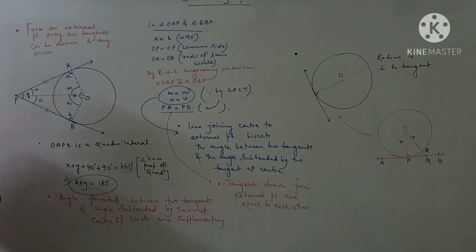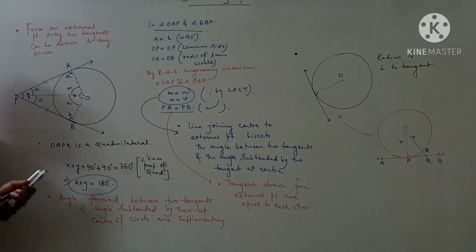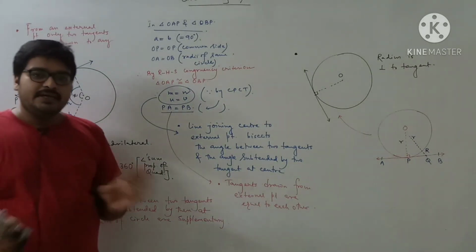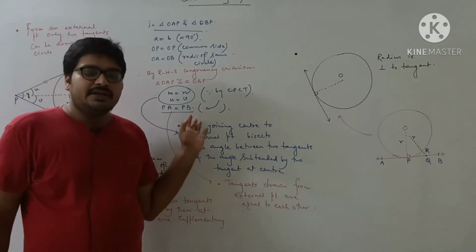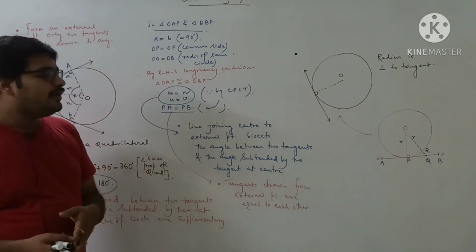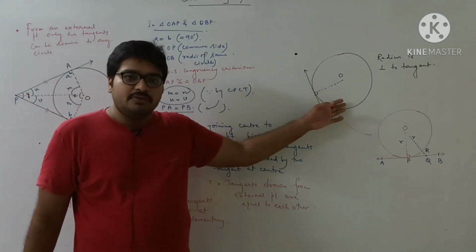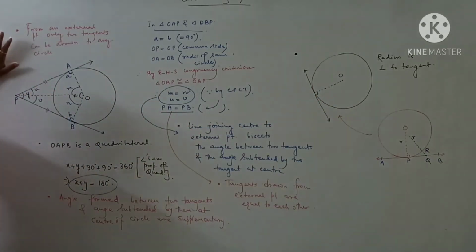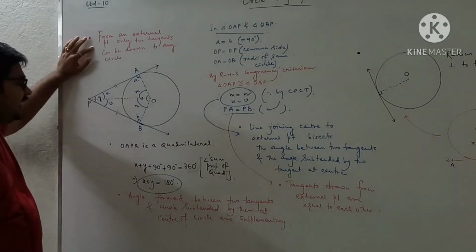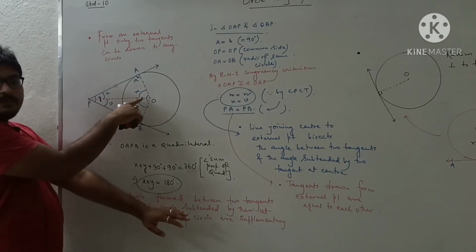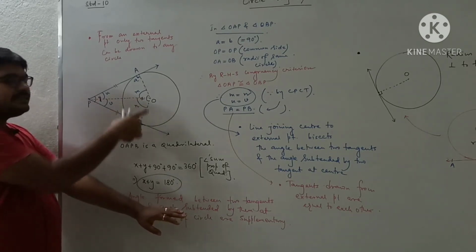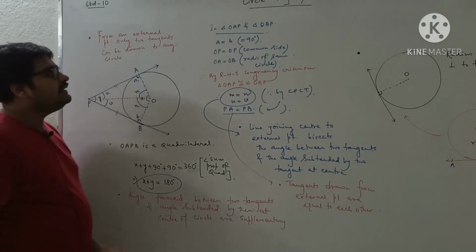So now see, so many properties we got added together. First of all, there are an infinite number of tangents that can be drawn to any circle. Secondly, diametrically opposite tangents are parallel to each other. Tangent touches the circle at one point only. Radius is perpendicular to tangent. Next, from an external point only two tangents can be drawn to any circle. The angle between two tangents and the angle subtended by the two tangents at the center are supplementary, their sum is 180 degrees.